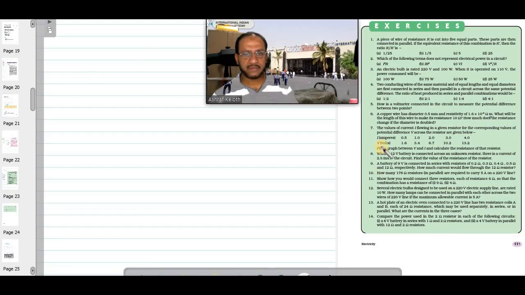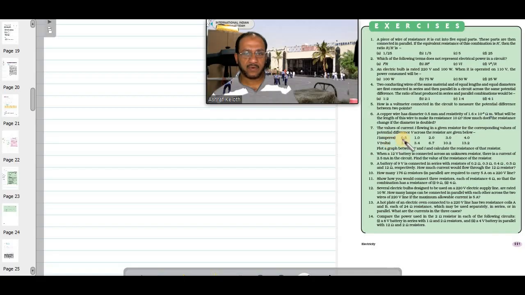Okay, this is the question. Question number 7. In exercise question number 7, the values of current I flowing in a given resistor for the corresponding value of potential difference V across the resistor are given below.